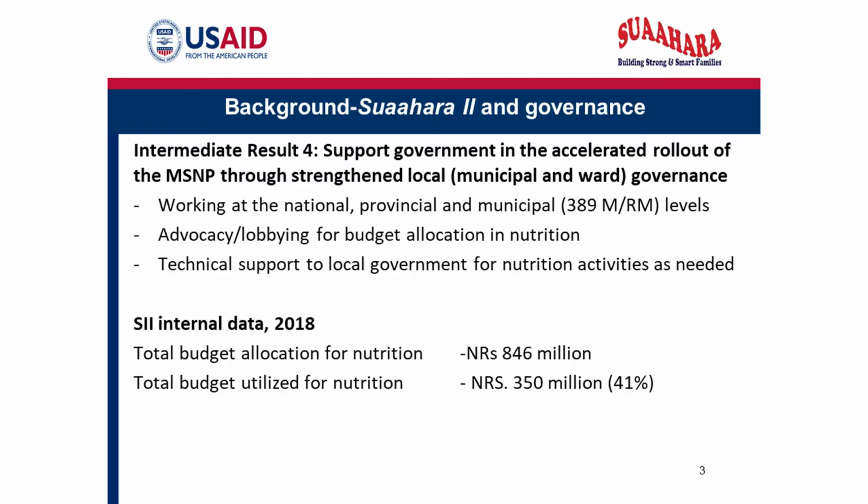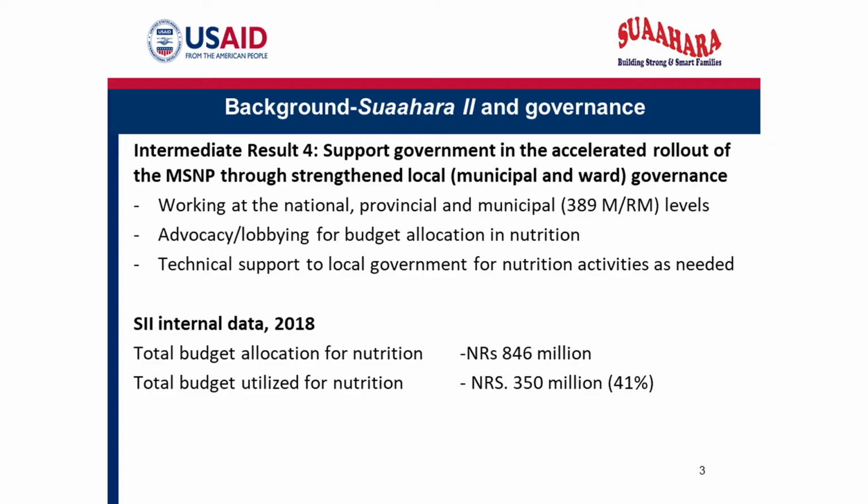Dr. Cunningham has already spoken about the background of Suahara, so I will only be speaking about what Suahara does in governance. One of the intermediate results of the Suahara program is to support the government in the accelerated rollout of the multi-sector nutrition plan. We do that by working with national, provincial, and municipal level governments. So basically what we do is we advocate and lobby for local investments in nutrition, as well as provide technical support to the government for nutrition activities as and when needed.